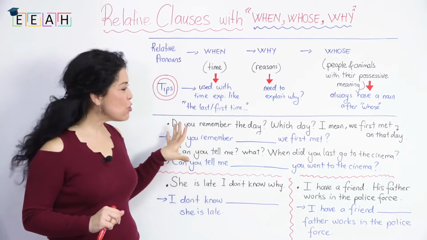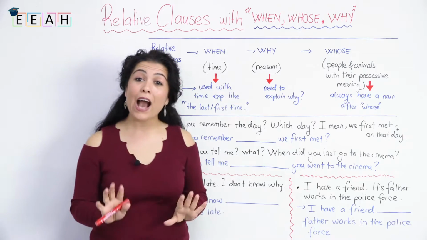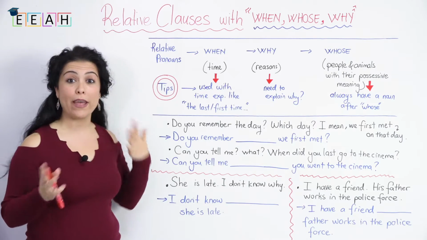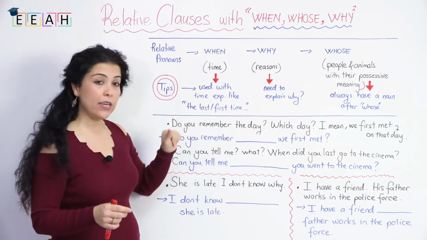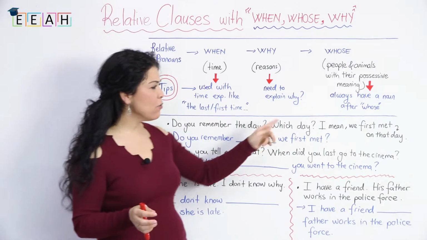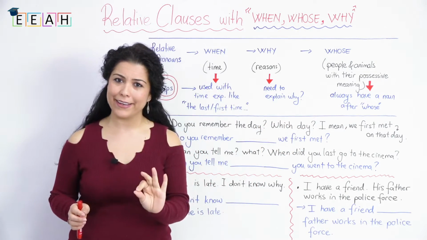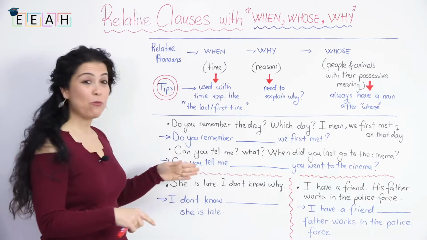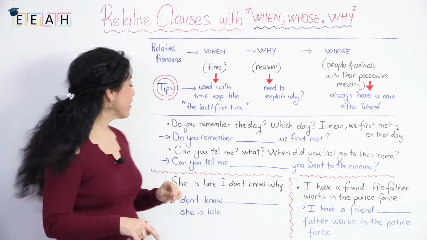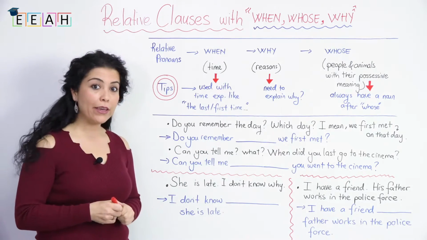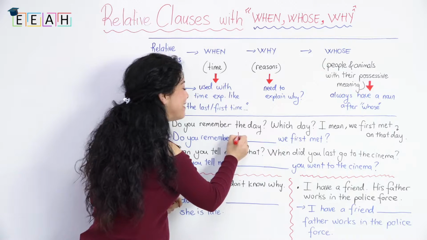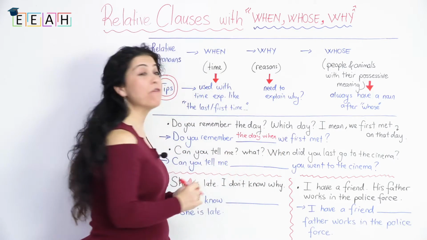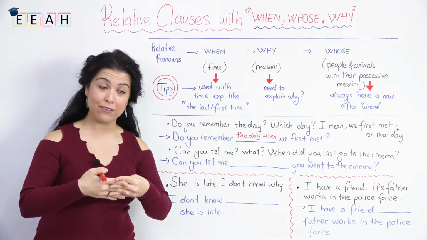Now, I'm gonna show you some examples on how to use them in a sentence. Let's see. We start with when. Do you remember the day? Which day? I mean, we first met on that day. So let's put these sentences into one with the help of the relative pronoun when. Do you remember the day? Yes, the day when we first met. So we are combining, right?